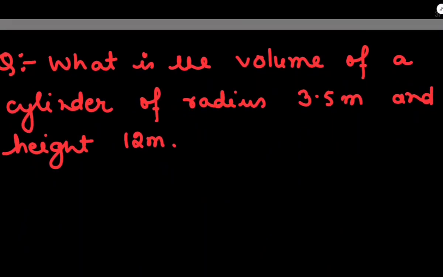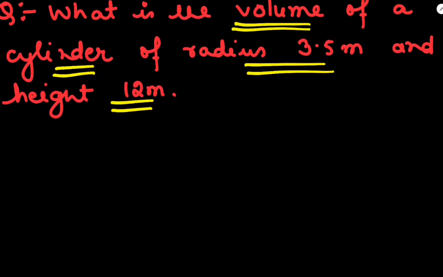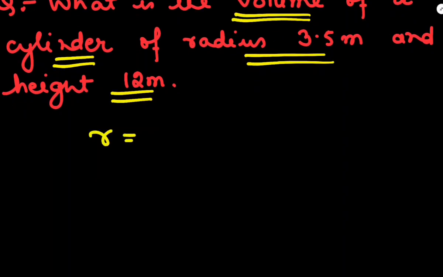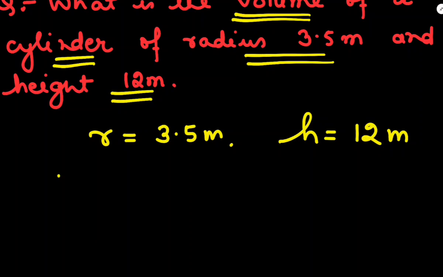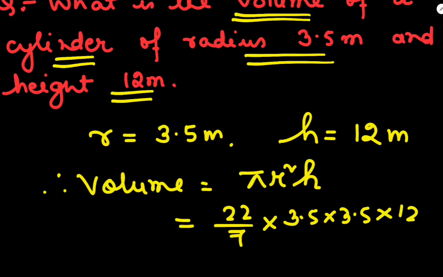What is the volume of a cylinder? Volume of a cylinder, radius is given as 3.5 and height as 12. So how to solve this? Very easy. So my radius is 3.5 and my height is 12, right? The volume. So volume of the cylinder is obviously, the formula is pi r square h. Obviously remember the formula. 22 by 7 into radius 3.5 into 3.5, height is 12.